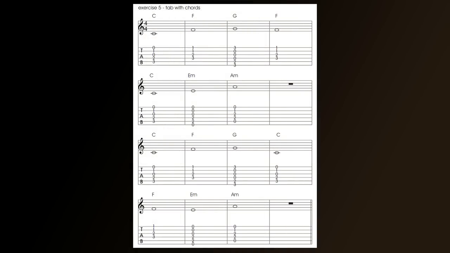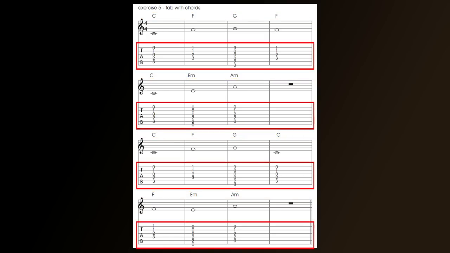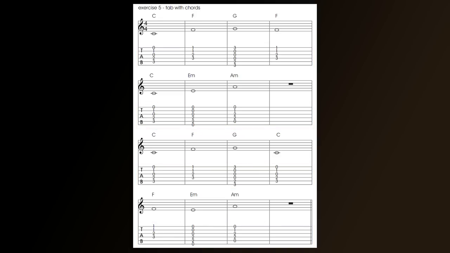Exercise 5. In this exercise, we'll be playing chords again. However, you'll notice not only are the names of the chords above the score, but the chords are reflected in the tablature. And this is more how it'll look in commercial tablature. We're still leaving the music as simplified. However, this is only appropriate at this stage.